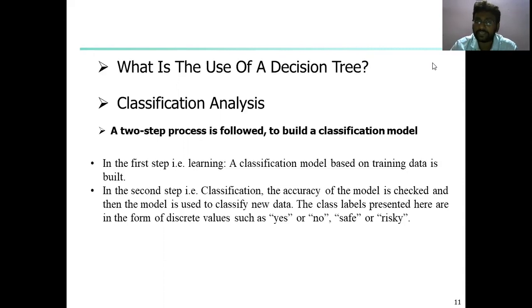The first step is learning. The classification model is built based on training data by using the learning technique. The second step is that the accuracy of the model is checked, and the model is used to classify new data. The class label is presented in the form of a discrete value: yes or no, safe or risky, good or bad. So it gives Boolean clarity of the expressions with those values.